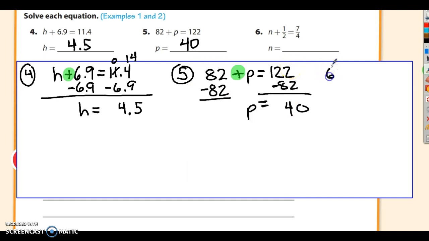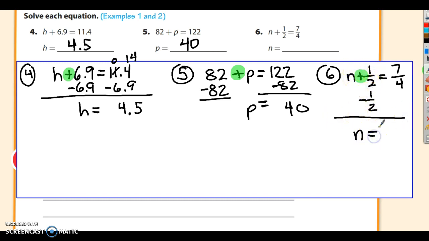We are on number 6. N plus 1/2 equals 7/4. This is an addition problem, so I'm going to solve by subtracting. 1/2 minus 1/2 is nothing. That's what I want. That means I have n is equal to. Now I need to add 1/2 over here. 7/4. I'm going to rewrite it.